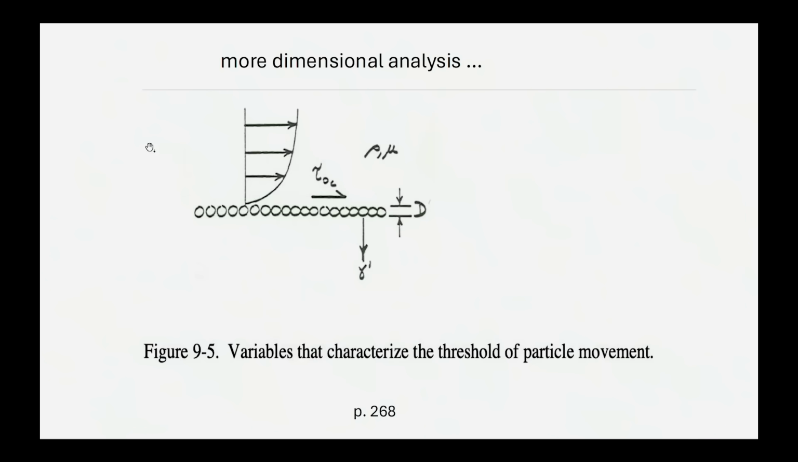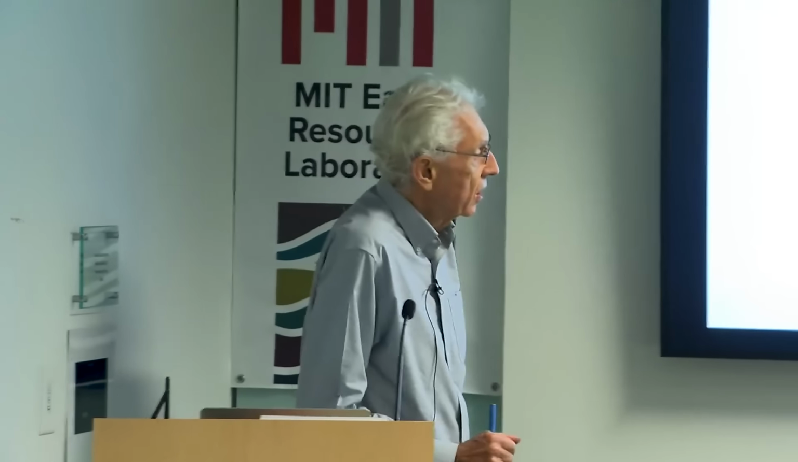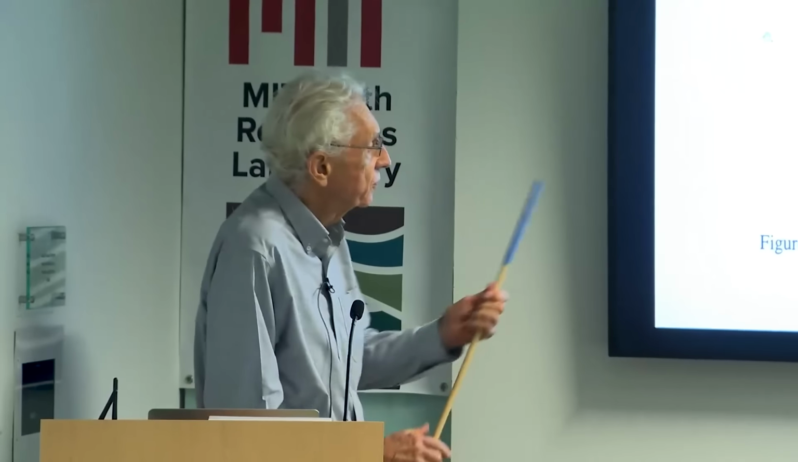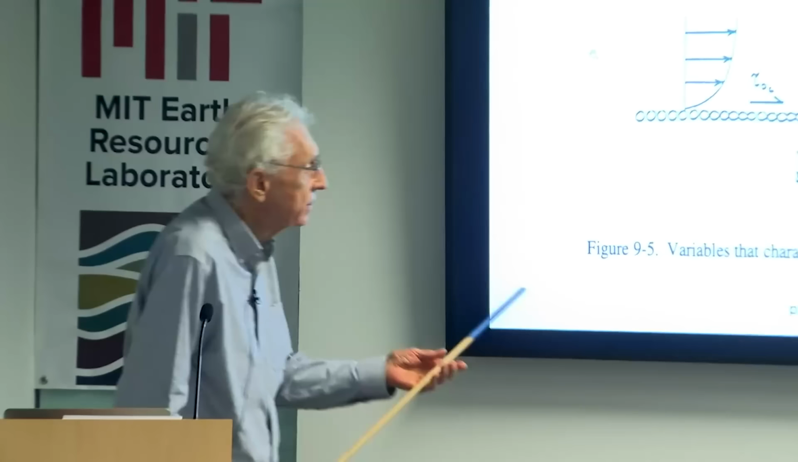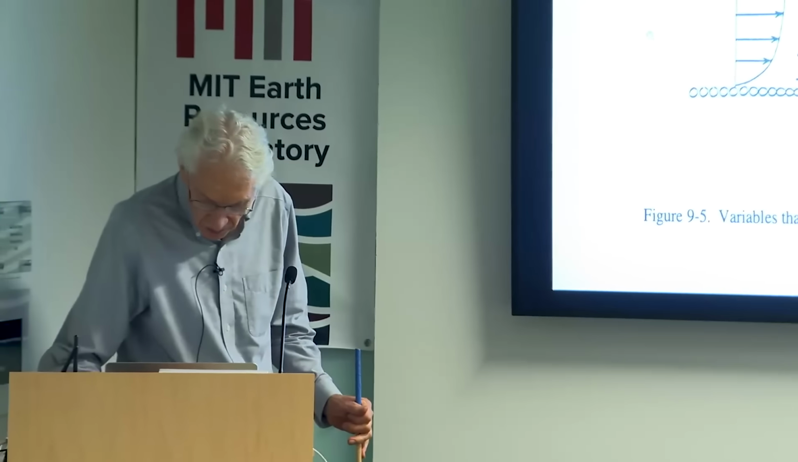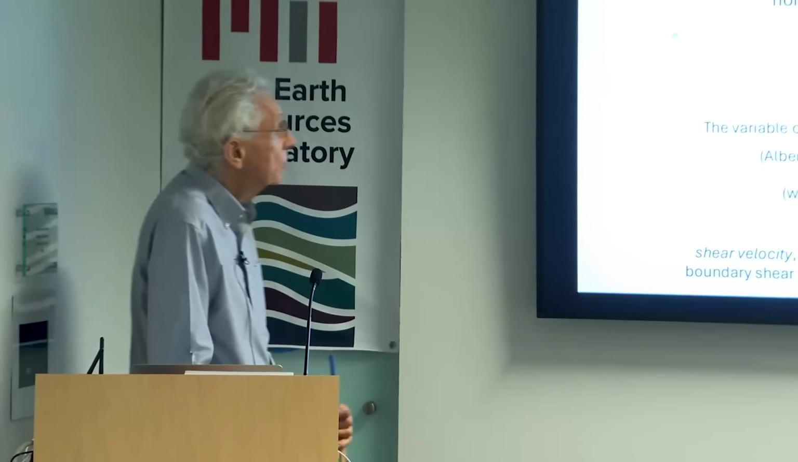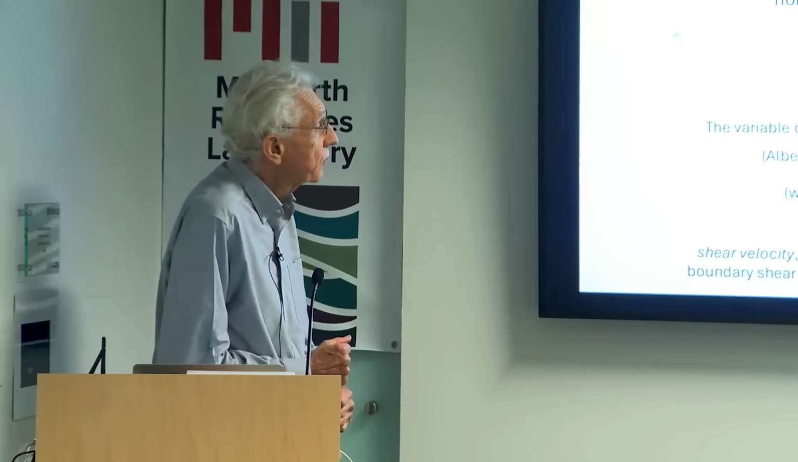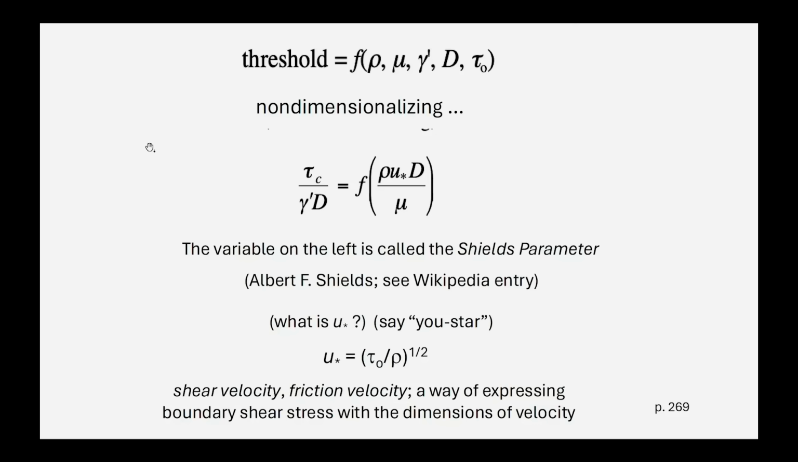Now you might be saying to yourself, why do we have to have the fluid density rho and the specific weight? I'm going to run through a little thing with you. Let's think about the threshold as a function of fluid properties, specific weight of the particles, size, and shear stress. And so, as before, we have 4 of them. We have 2 dimensionless variables.